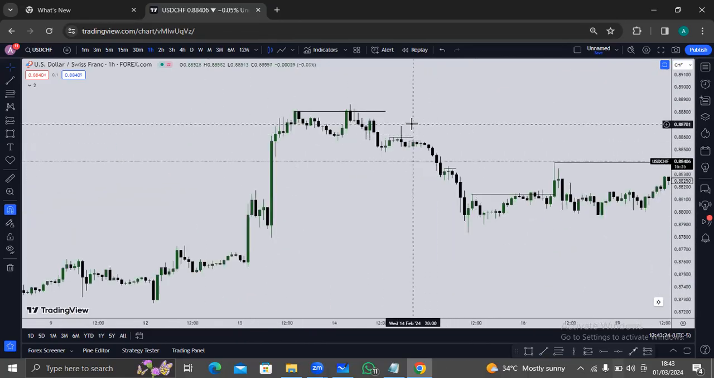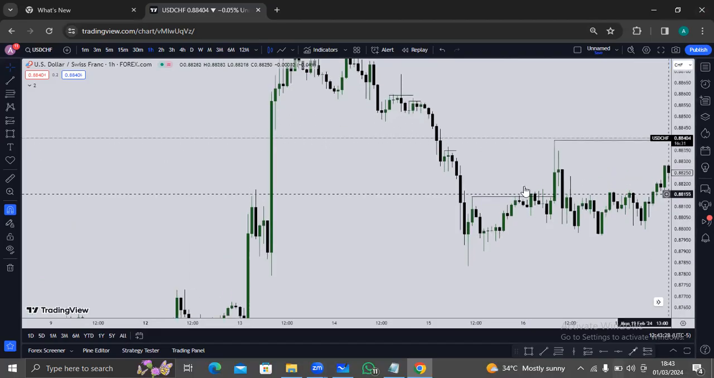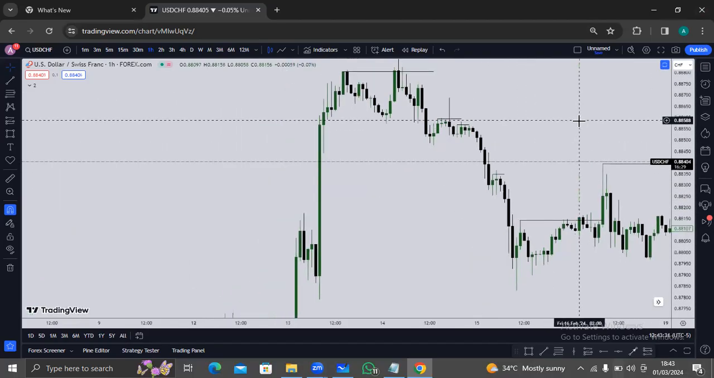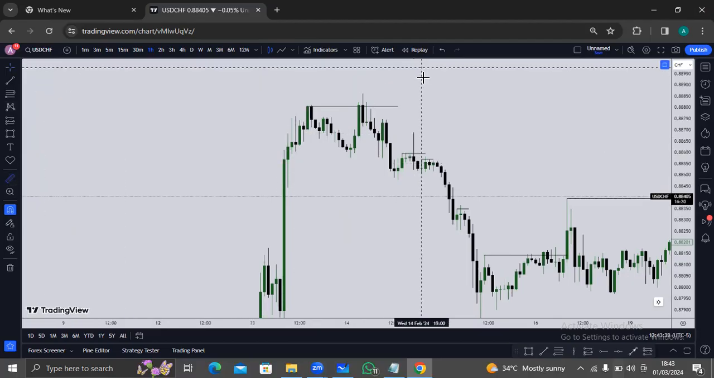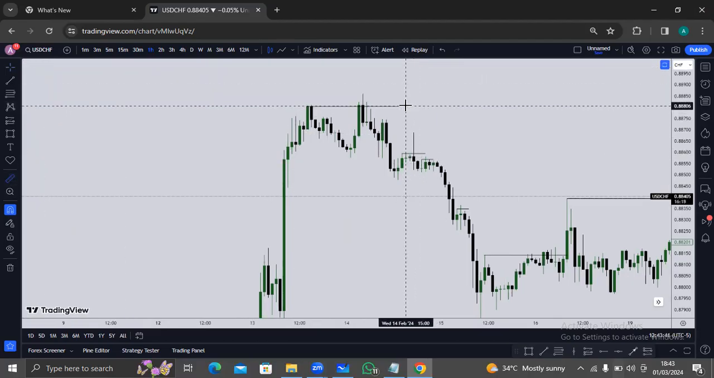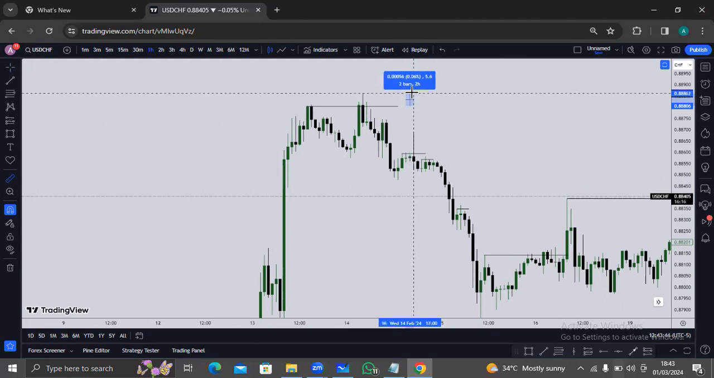Whenever you see a raid of liquidity, you anticipate, okay, according to the pair you are trading. If you're trading gold, gold is really volatile, so you should use more stop loss. But for USD CAD, foreign currencies, you should anticipate more than 10 to 15 pips. Over here, this is approximately 6 pips stop loss, and that's a good trade.